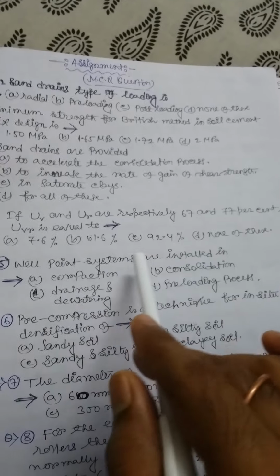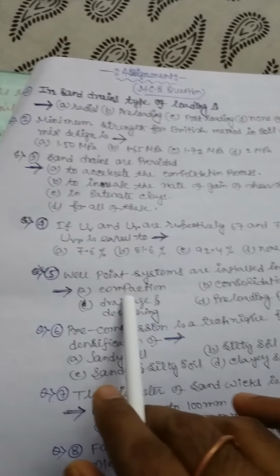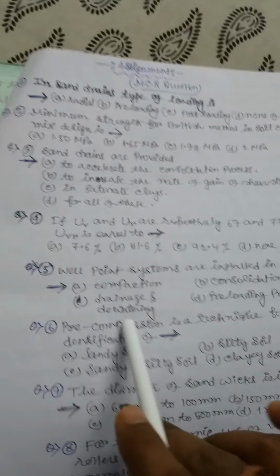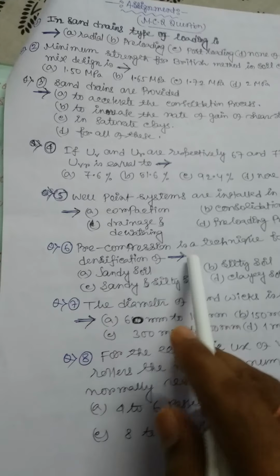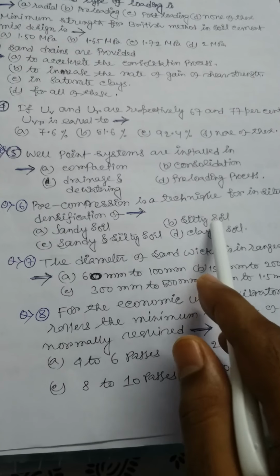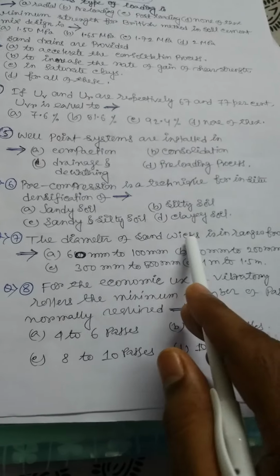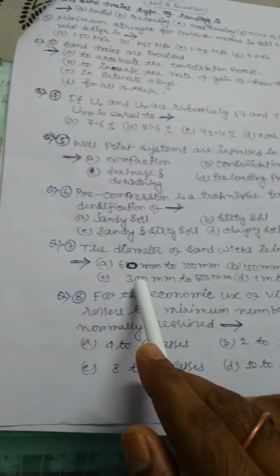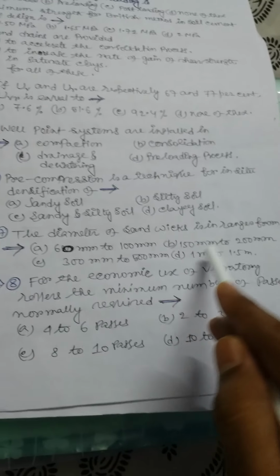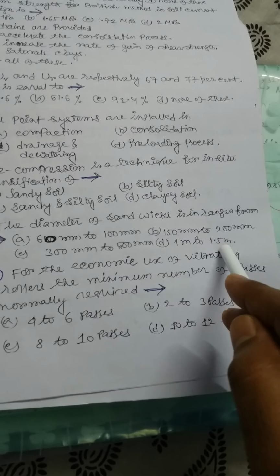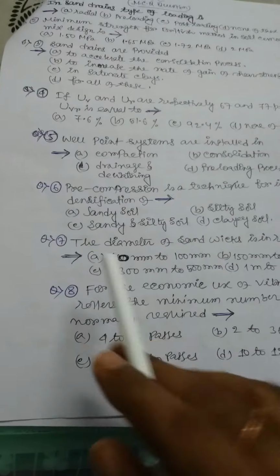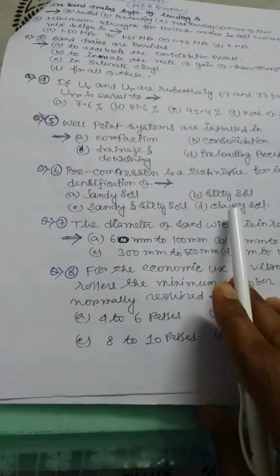Question 5. Well point systems are installed in which one? Compaction, consolidation, drainage and dewatering, preloading process. Now 6. Pre-compression is a technique for in situ densification of: sandy soil, silty soil, sandy and silty soil, clay soil. Question 7. The diameter of sand wicks ranges from: 60 mm to 100 mm, 150 mm to 200 mm, 300 mm to 500 mm, 1 meter to 1.5 meter. Which one is correct? You can answer this question.